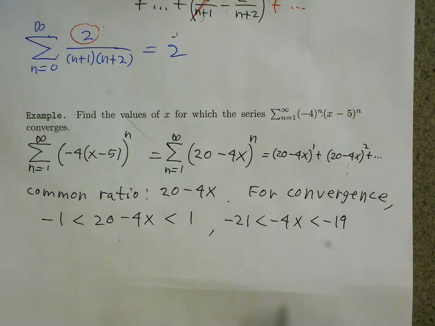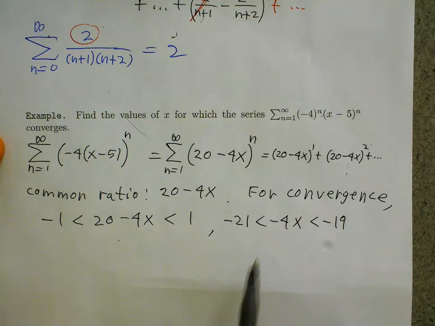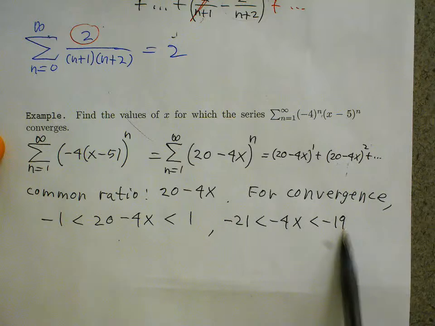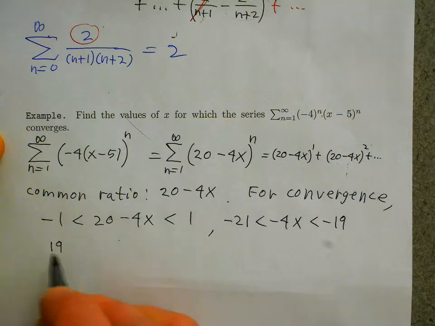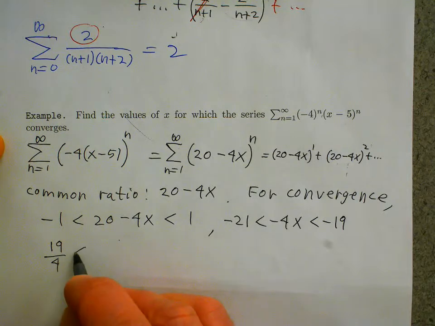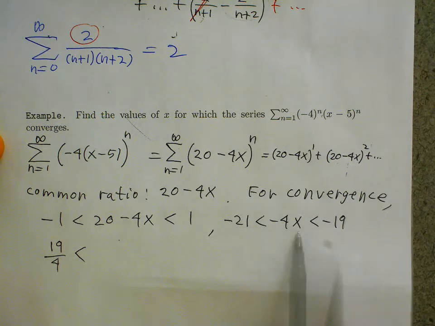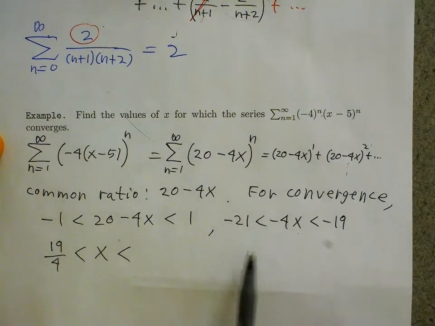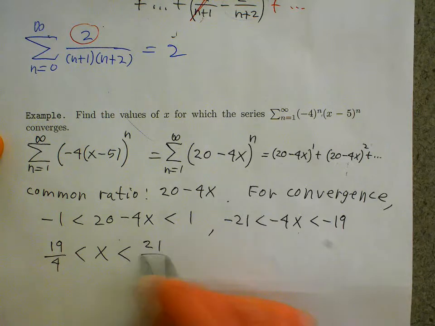Then we divide each of the three parts by negative 4, and then switch the inequalities to their opposites whenever you divide an inequality by a negative. So then I'll rearrange it. Negative 19 divided by negative 4 is positive 19/4, but that's going to be the smallest number. So 19/4 is less than negative 4x divided by negative 4, which is x. And that will be less than negative 21 divided by negative 4, which is positive 21/4.